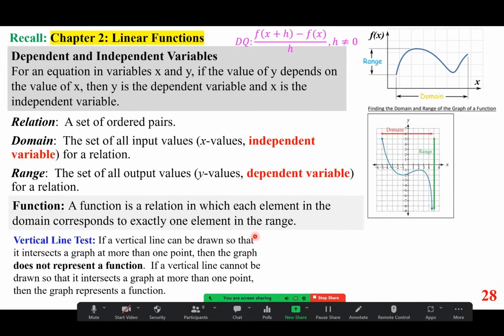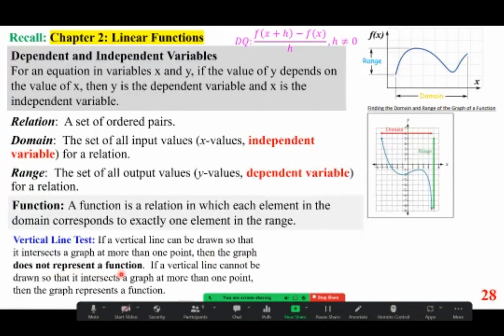If a vertical line can be drawn so that it intersects a graph at more than one point, then the graph doesn't represent a function. If a vertical line cannot be drawn so that it intersects the graph at more than one point, then the graph represents a function.